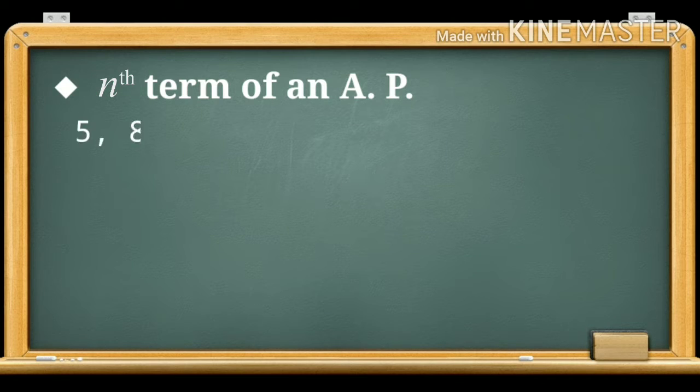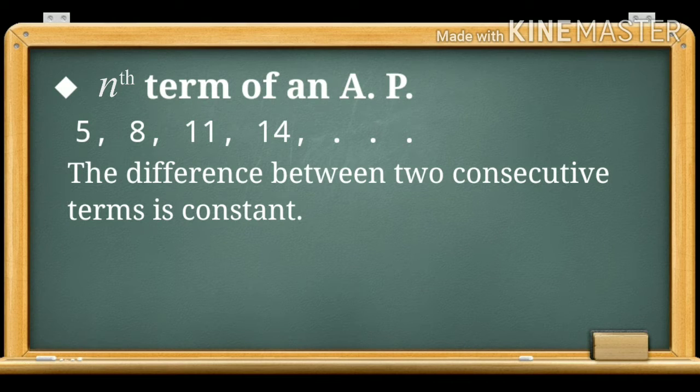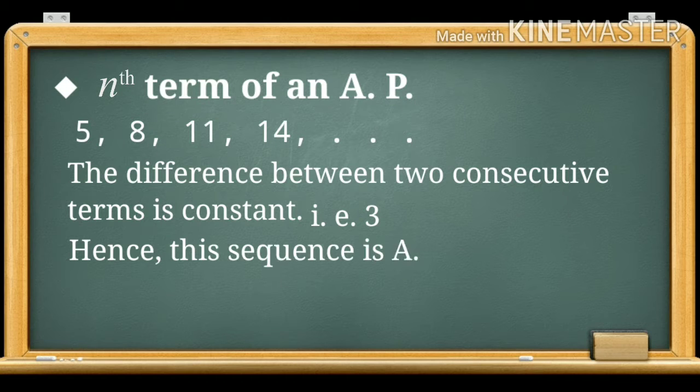Suppose one sequence is 5, 8, 11, 14 and so on. If you take the difference between two consecutive terms, that is 8 minus 5 is 3, 11 minus 8 is also 3, and 14 minus 11 is also 3. So you can see that the difference between two consecutive terms is constant, that is 3. Therefore, the given sequence is an AP.